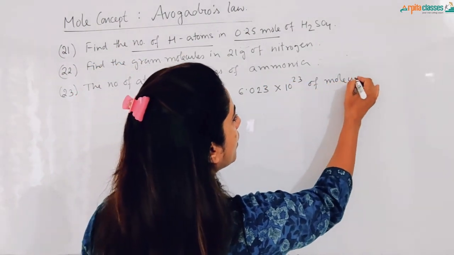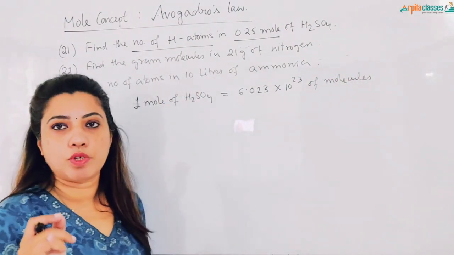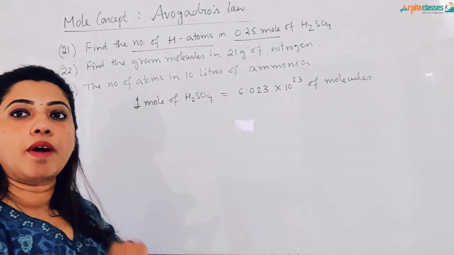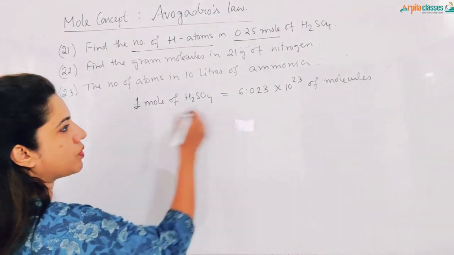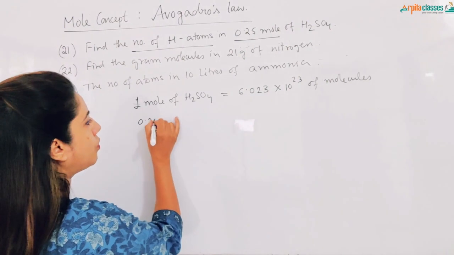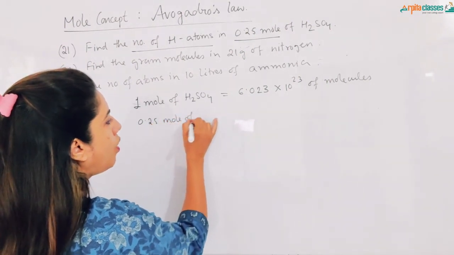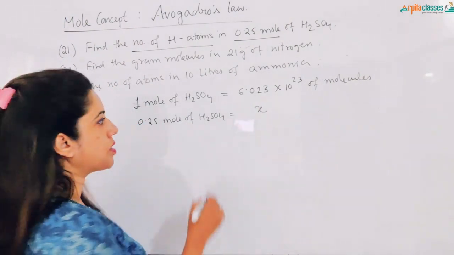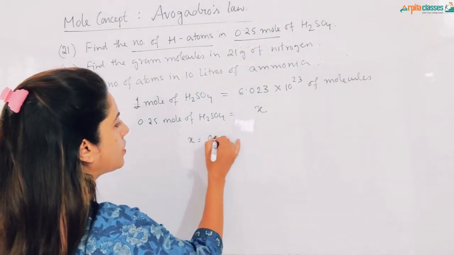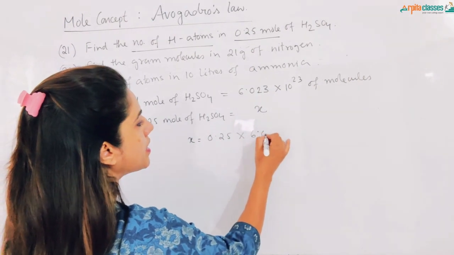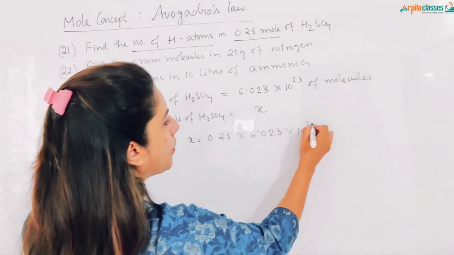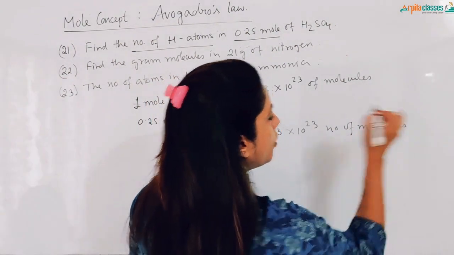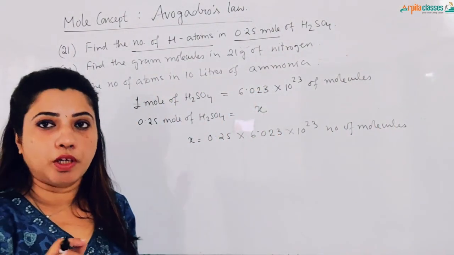First we'll get the molecules because the smallest particle of H2SO4 is molecule. They're asking for number of hydrogen atoms, that we are going to find out later on. So 1 mole of H2SO4 is Avogadro number. So 0.25 mole of H2SO4 is equal to how many molecules? Cross multiply, so we'll get x is equal to 0.25 into 6.023 into 10 raised to power 23 molecules. So we got how many H2SO4 molecules are in 0.25 moles.